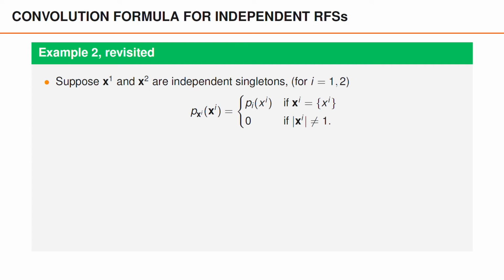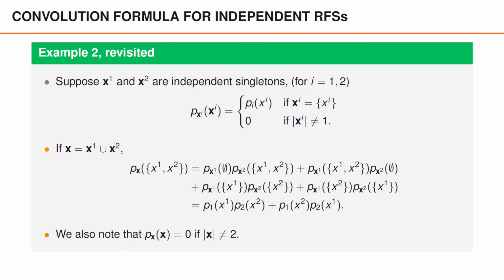contains the element x2. If you find this difficult to understand, you can ignore the connection to example 2 and view the results on this slide in isolation as another example of the convolution formula. So, let's assume that x1 and x2 are independent random finite sets that always contain precisely one element each, such that their multi-object PDFs are 0 if the set does not contain precisely one element, and pi of xi if the set contains the vector or number xi.